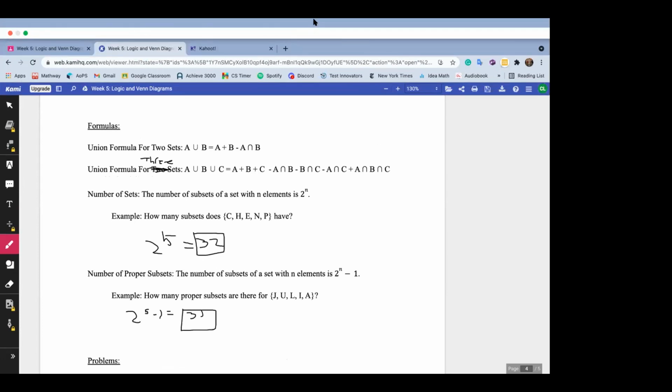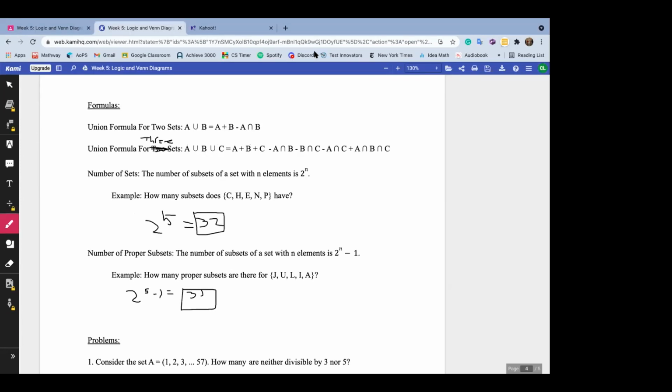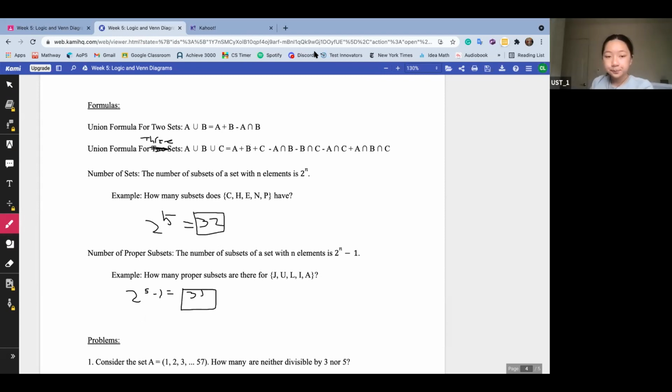Wait, can I just write these down? Okay. Irene, do you have any question? Mark, if it has 6 elements, would it be 2 to the power of 6? Yeah. Okay. Yo-Yo, tell me when you're done.